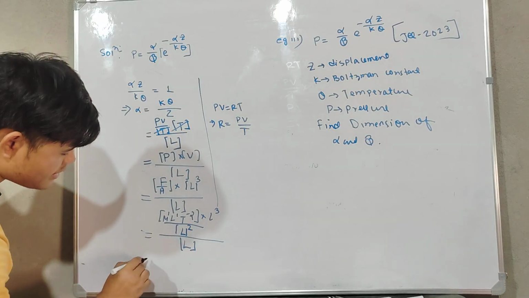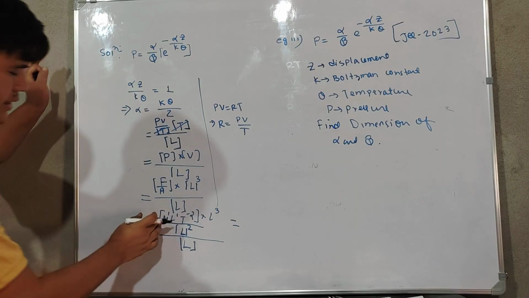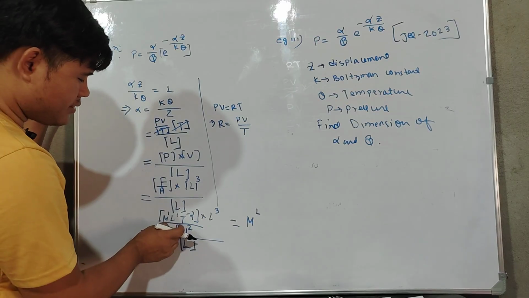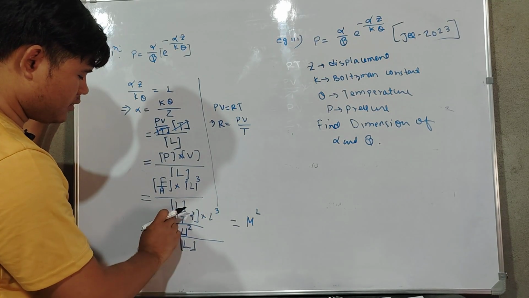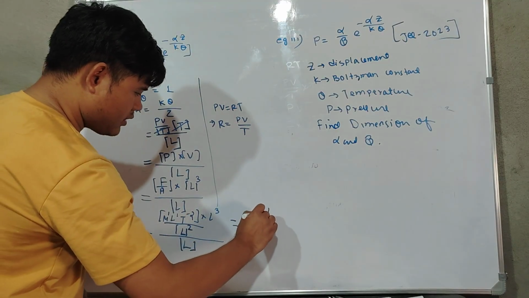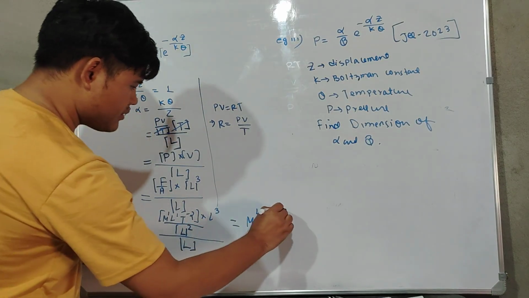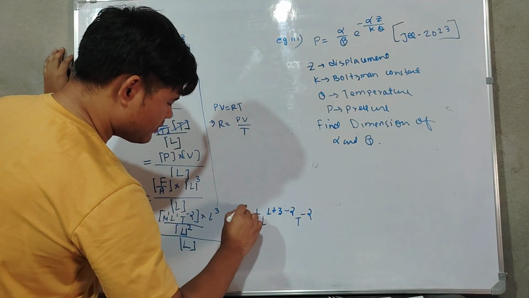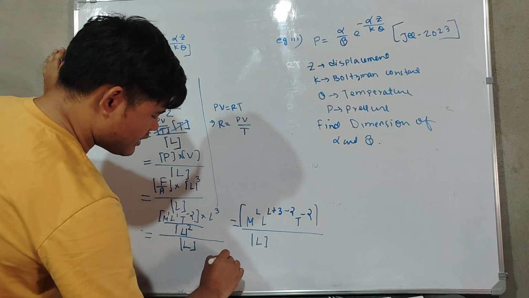So we can arrange it now. Easily we can arrange it. Yes, M will remain as it is. L will go up. Before that, we have 1 plus 1 plus 3, this 2 will go up, meaning it will be minus 2, and then T to the power minus 2, and then downside we have 1 L, still 1 L is there.